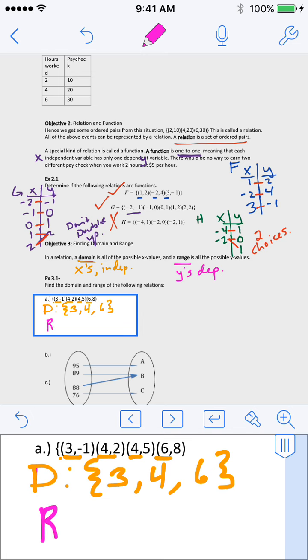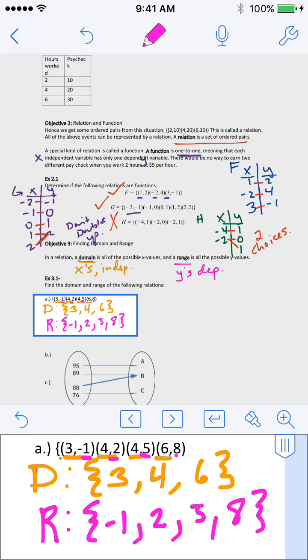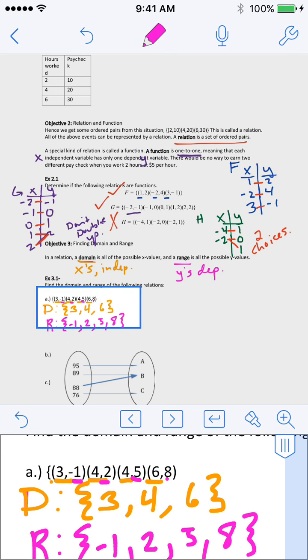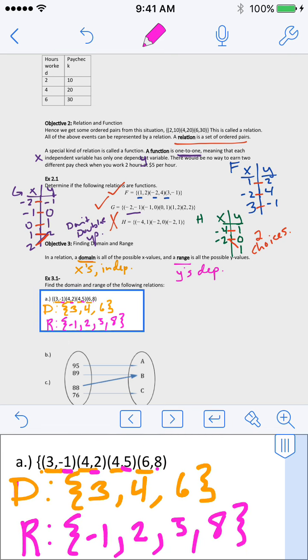Range is all of our possible y's. Well, I see a -1, a 2, a 5, and an 8. All right, there's my range. There weren't any doubles, so I didn't have to worry about that. And those are my domain and my range. This one is very, very specific.